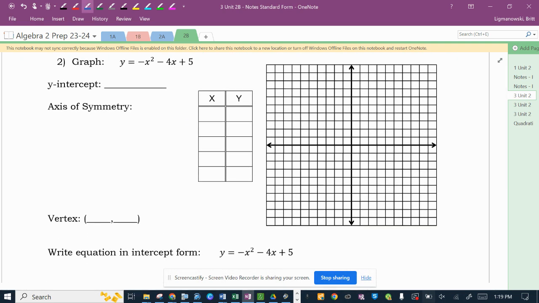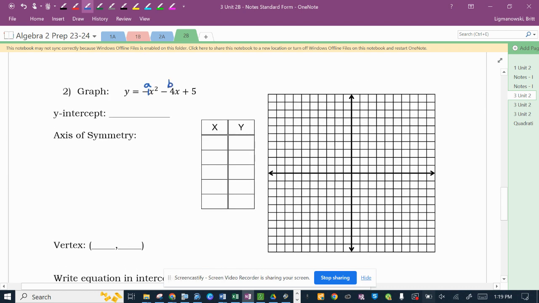All right, let's approach this graph. So again, my a in this case is -1, my b is -4, and my c is 5. So my y-intercept is 0, 5. To find the axis of symmetry, I'm going to do opposite of b over 2a. So opposite of -4 over 2 times -1 is 4 over -2, which is -2. So that'll go in the middle of my table and in the x of my vertex.